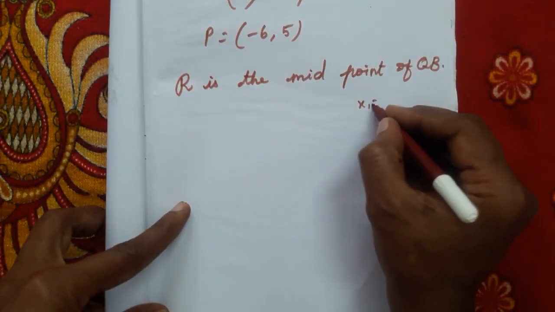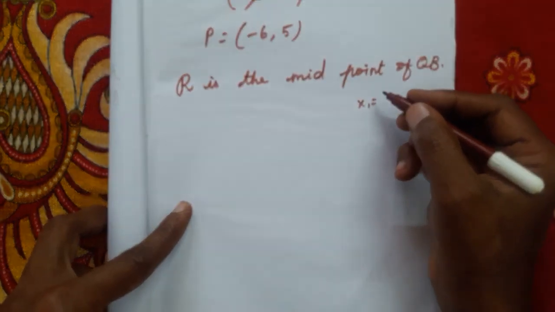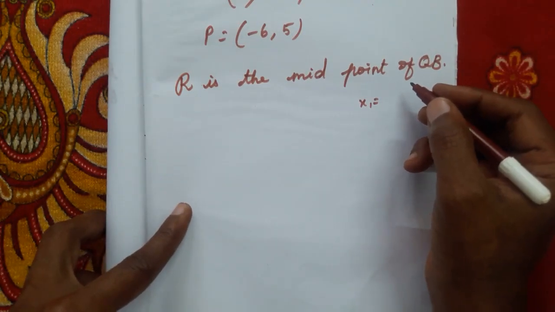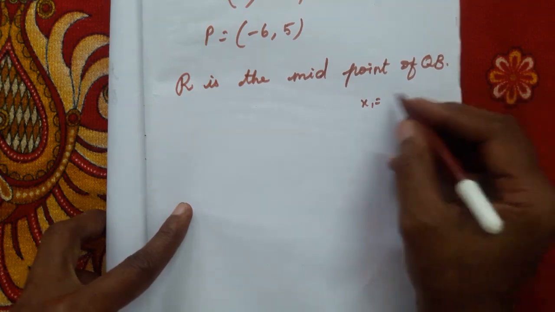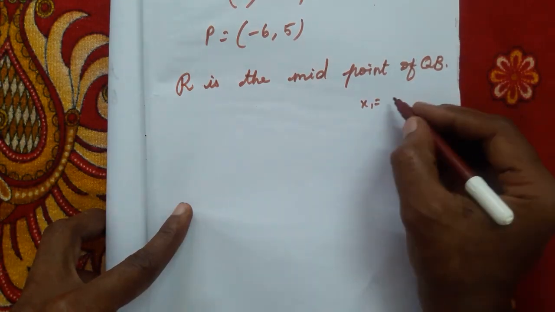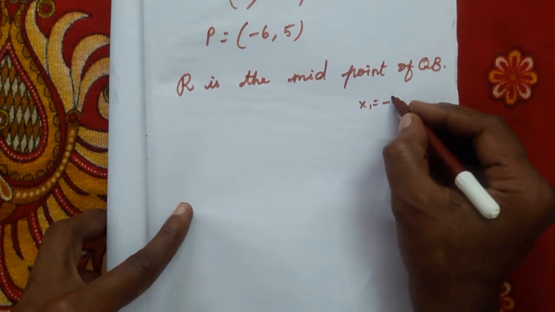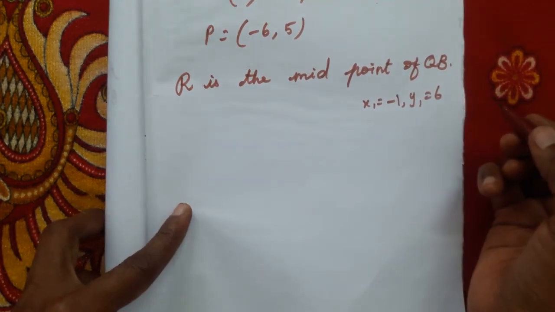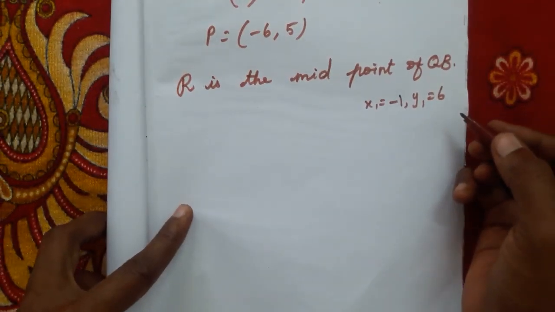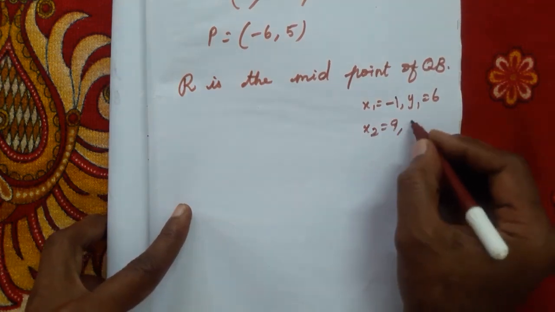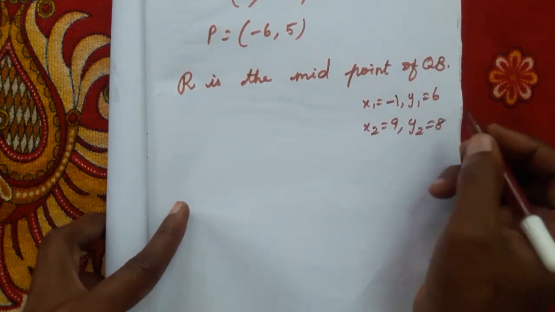Here Q point is x1, y1. Q point is minus 1 comma 6. So x1 is equal to minus 1, y1 is equal to 6. Next, B point is 9 comma 8. So x2 is equal to 9, y2 is equal to 8.